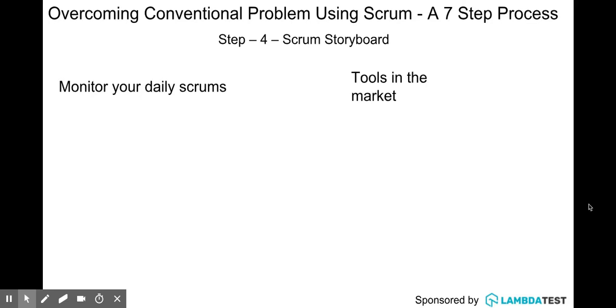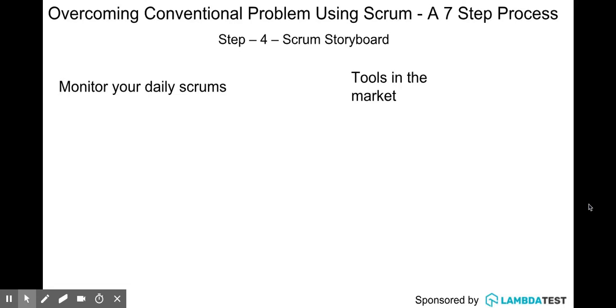Okay, let's move on to step four, the Scrum storyboard. Now, you need a storyboard to monitor your daily scrums. That is very important, guys. So you need to see what the status is, what the progress is on a daily basis. You can start off with a whiteboard with sticky notes on it, but then, as the complexity widens, things get messy. Fortunately, there are a lot of tools available in the market, which you can search over the internet.